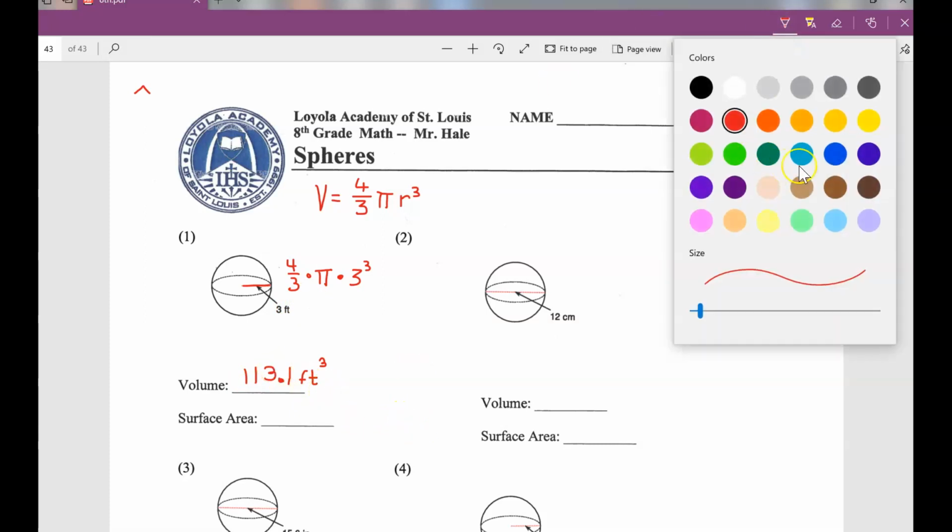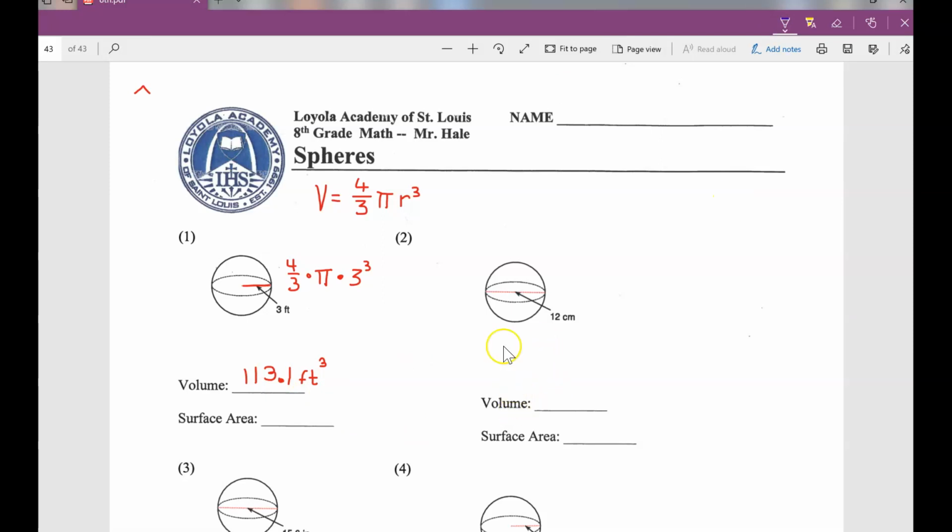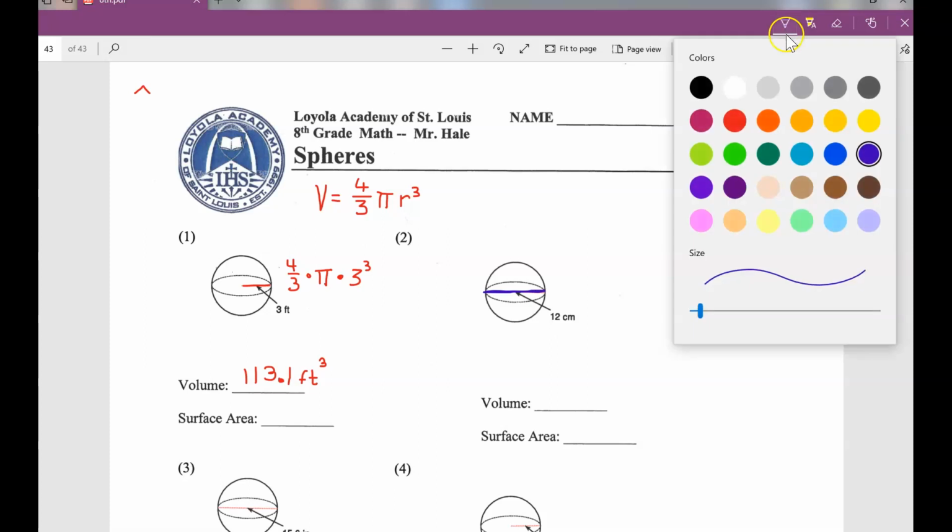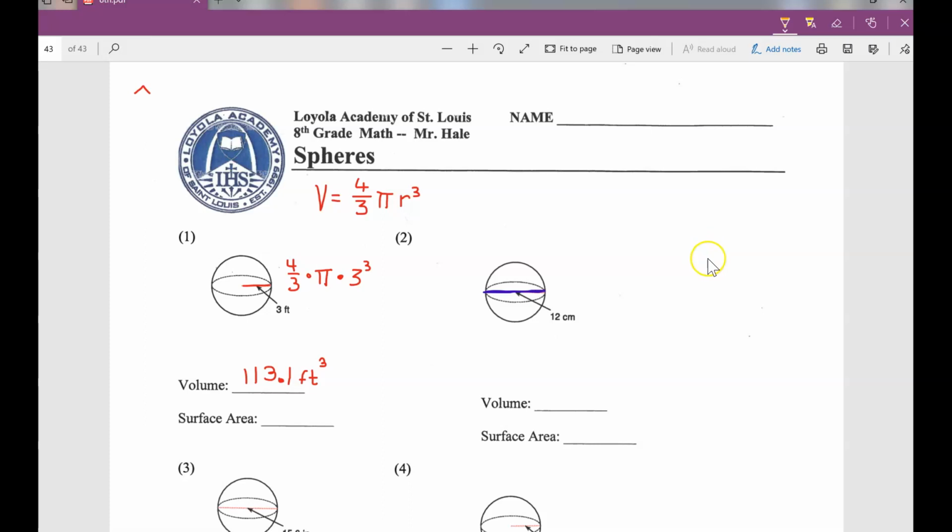Okay, let's do a second example. Let's go over to number 2 here. Notice on number 2, our example line goes all the way across the sphere. That is not our radius. If you go all the way across, that is your diameter. And the radius is always half of the diameter. So if the diameter is 12, then the radius is half that. Our radius for number 2 is going to be 6. All right, so once we know that, we can enter in our formula.